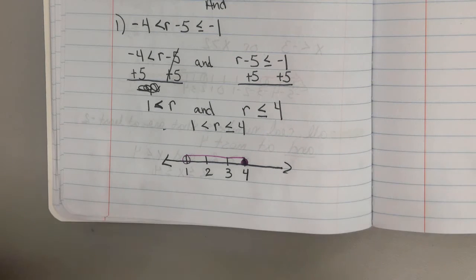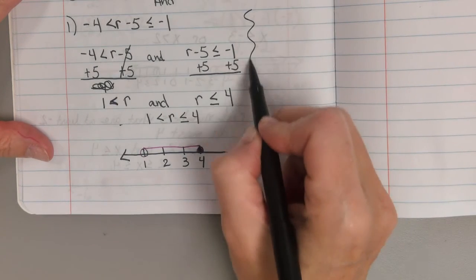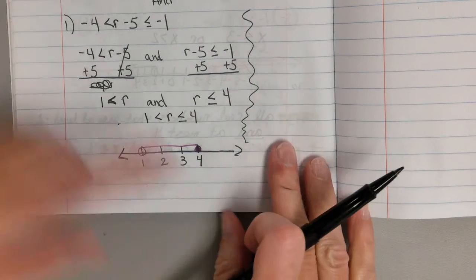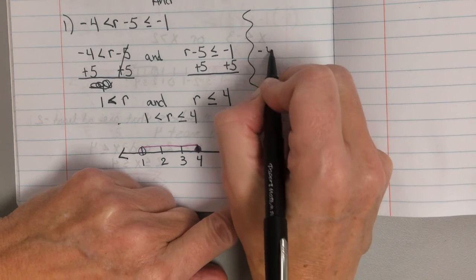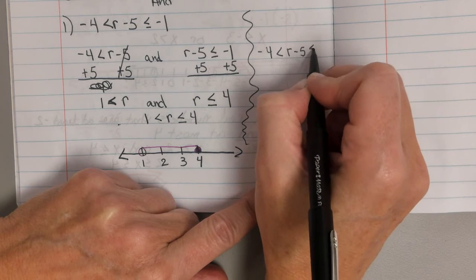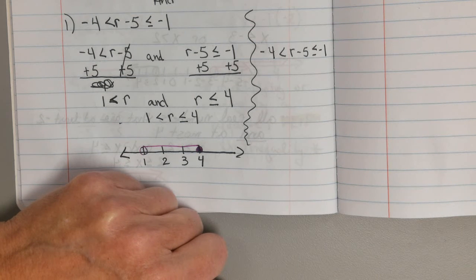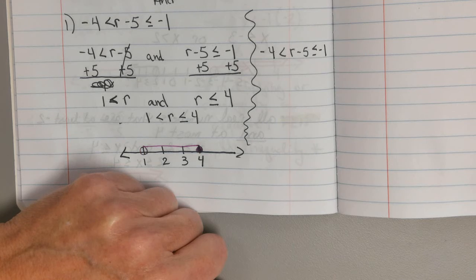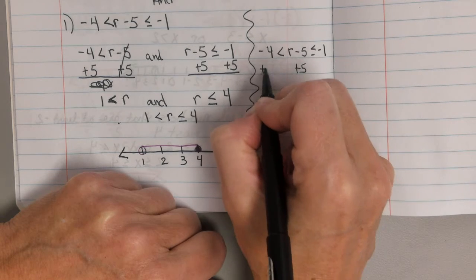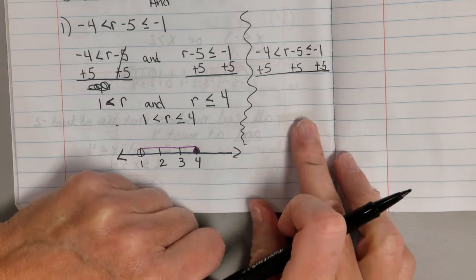Okay. All right. Now, I don't have a lot of space, so I'm going to do it right here. I'm going to show you a quicker way to do that. Let's go back to that original problem, -4 less than x minus 5, less than or equal to -1. What was the first thing we did in both problems? We added 5 to each side because that's what's in the middle. So let's just do that together.